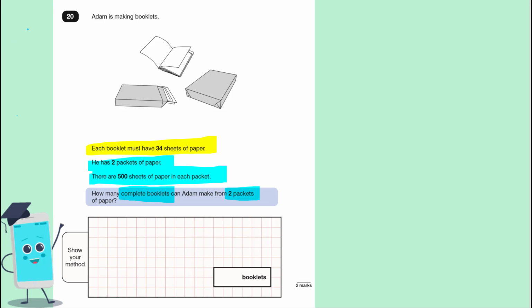There's lots of steps in this. It's not usually just 1 or 2 steps in these complex problems, especially when there's 2 marks in the question. So let's just start to gather information.